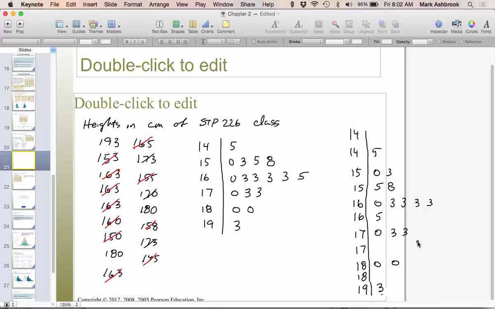Would it be appropriate to leave off the second 14 at the top, the second 17 and the second 18, since there's no data? You don't want to do that. And we'll see later in class why. Because this is still giving us a visual of the distribution, and you want to keep the scale for the variable even, right?